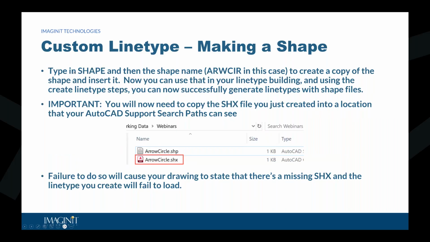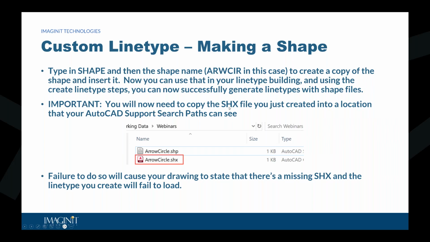Once we have the shape created, we type in the word shape and then the shape name, the arrow circle in this case, to create a copy of the shape and insert it. Now you use that in your line type building using the same line type steps that we did before, but instead of text, we just put the shape in there.